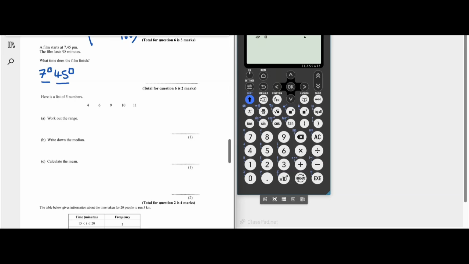The film lasts 98 minutes, so I'm going to have to add 98 minutes. So that's 0 hours. You have to keep the format the same, hours and minutes, and 98 minutes, and then you use the time button again.